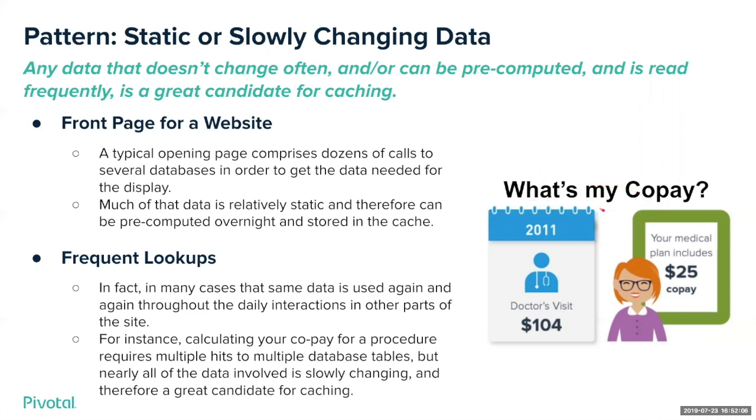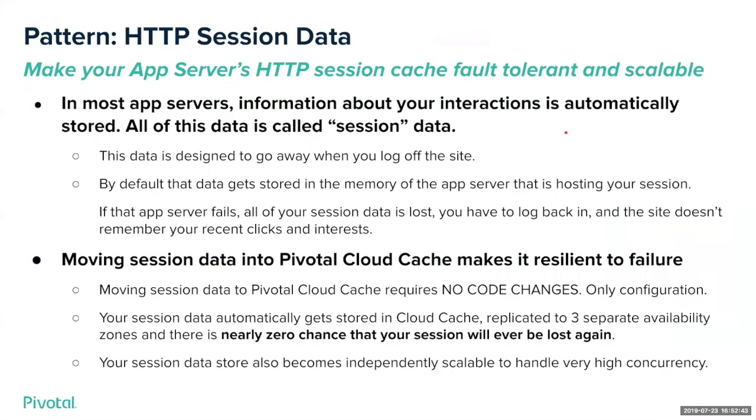Also, let's say a copay, right? When you're looking for a copay for a procedure, that hits multiple database tables, but nearly all of that data is usually static. It does not change very often, and that's again a great candidate for caching. This is exactly the use case of one of our customers, HCSC. HCSC is a PCF customer, and they use Pivotal Cloud Cache for this very use case. When you log into their website, the copays and all, that's all cached, and it's coming from PCC. So that's one use case.